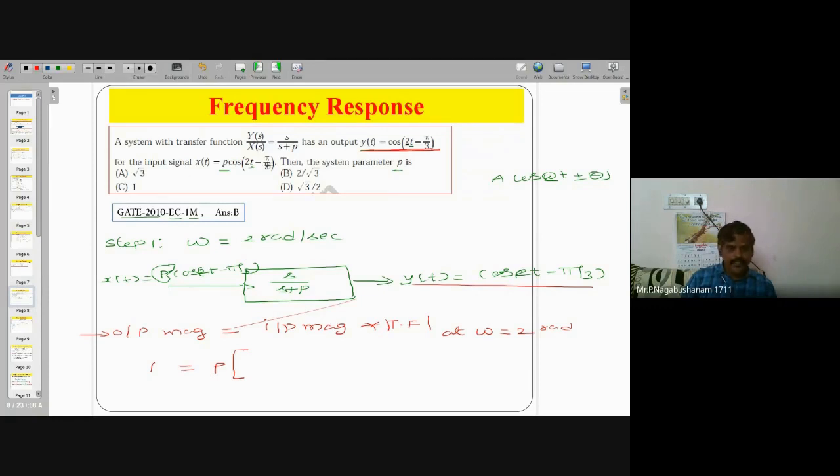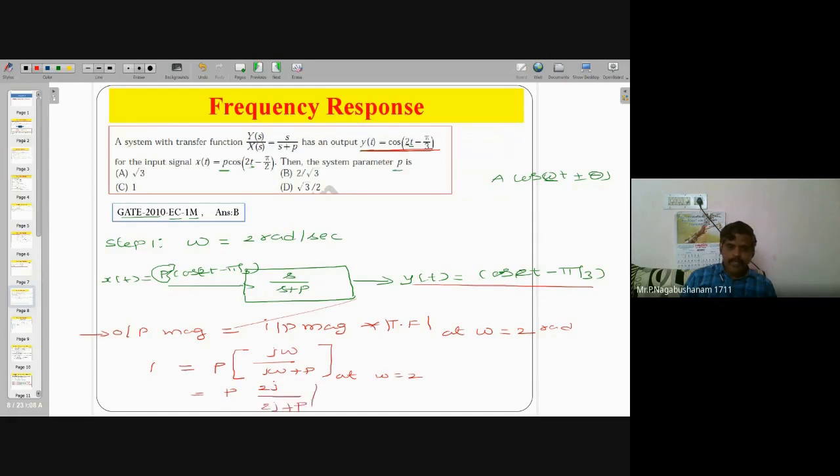If it is a frequency response, we have to replace s equal to j omega. First, let me replace s equal to j omega in the transfer function: j omega by j omega plus p, at omega equal to 2. That means p into, replace omega equal to 2j, divided by 2j plus p.